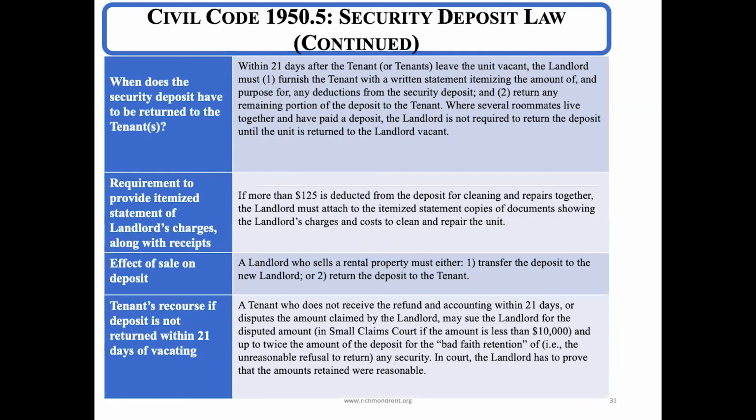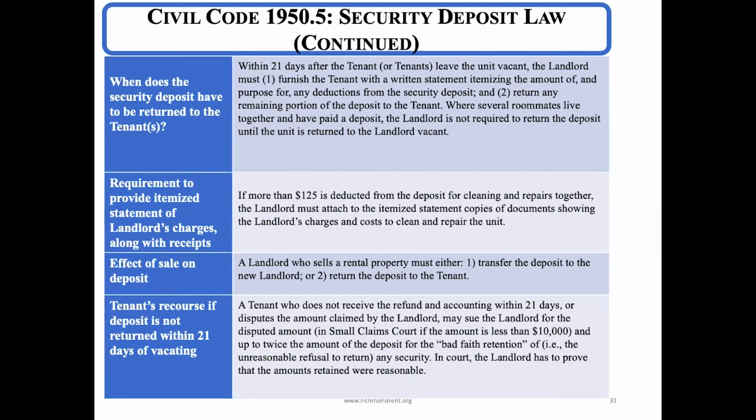So continuing with the security deposit law, this law says that the deposit must be returned within 21 days, that's 21 calendar days after the tenant or tenants leave the unit vacant, and the landlord must furnish the tenant with a written statement itemizing the amount of and purpose for any deductions from the deposit, and must return any remaining portion of the deposit.